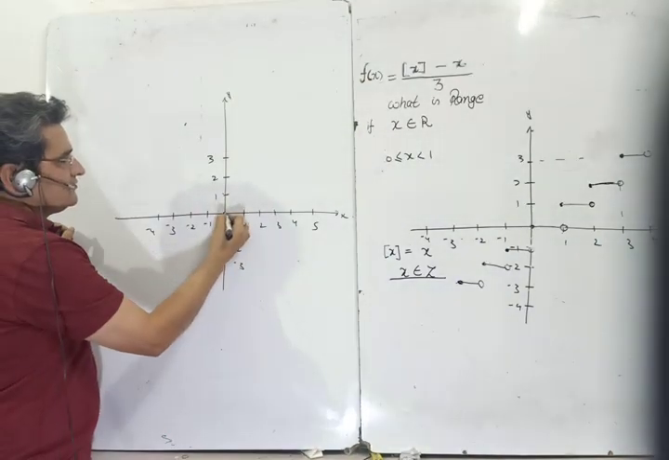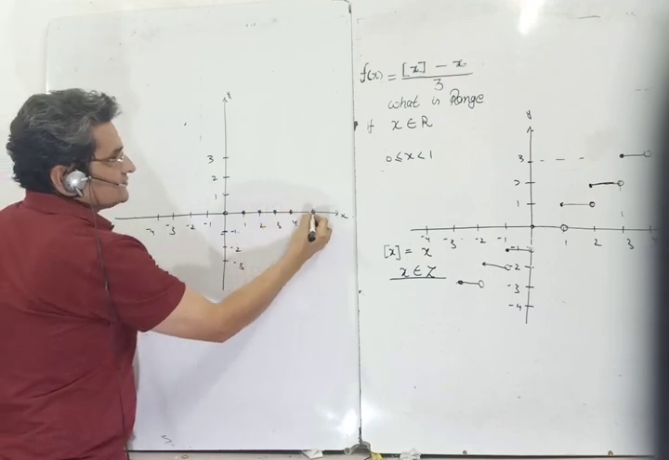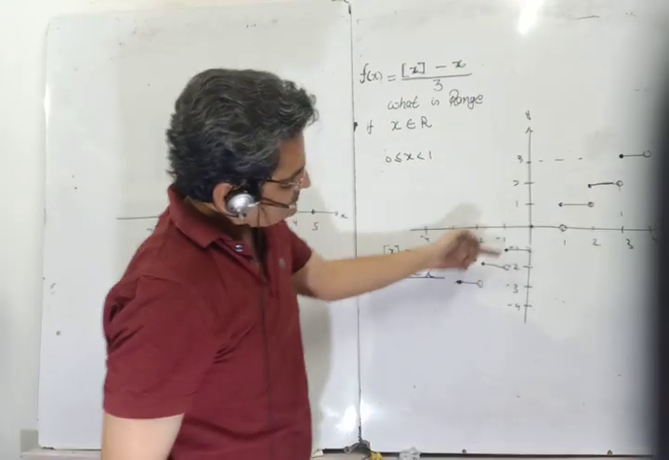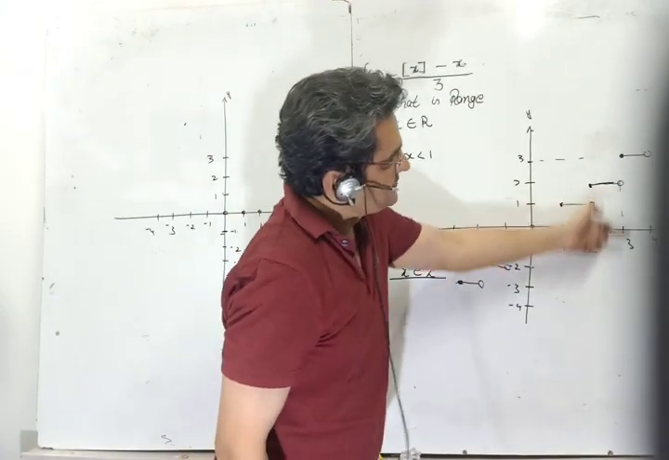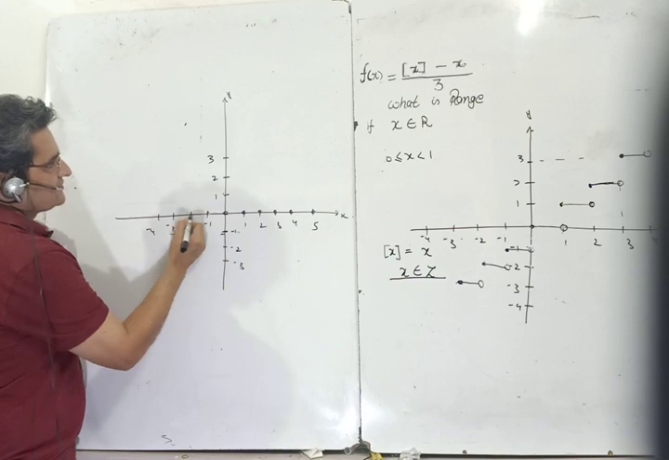So x is equal to 0, y is 0, x is equal to 1, y is 1. This is all these points. The points which were there, I have just compressed. These have compressed and all have fallen on the x-axis.